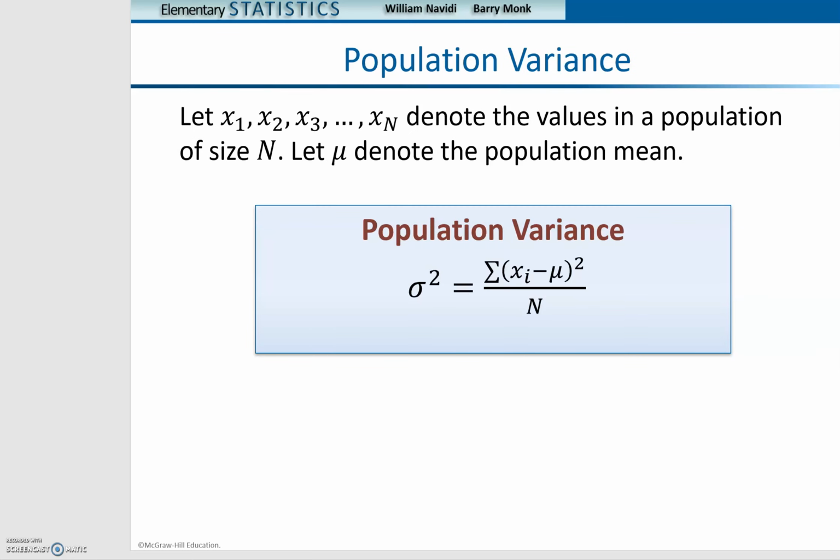So again, we have all our numbers, x1, x2, and however many they are, denote the values in a population of size n. So if there's 5 numbers, 4 numbers, that's what the n means. Let mu denote the population mean. This is the first formula, population variance, and it's read: sigma squared is equal to the sum of (xi minus mu) squared, divided by n.